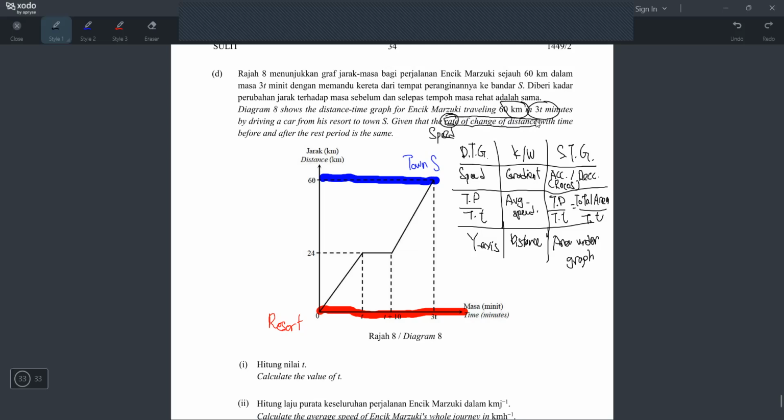So given that the rate of change of distance with time before and after the rest period is the same. Okay, let's observe the diagram. First line here, what happens? Move forward, MF. This one is stop, or stationary. And then this one is move further forward.